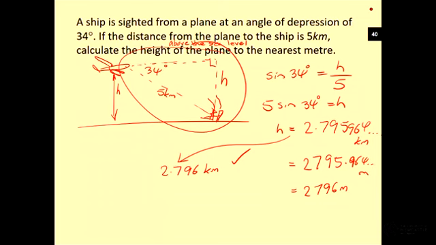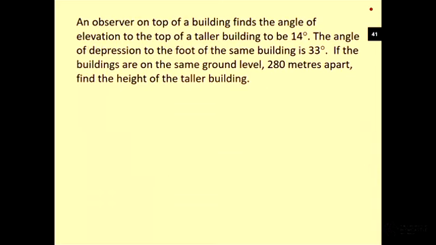Okay, now the last one is the most complex sort of one we look at. And again, it's going to come down to drawing the picture. But remember, just go with common sense. There's not meant to be any traps going on here. An observer on top of a building. Okay, let's just read through first.